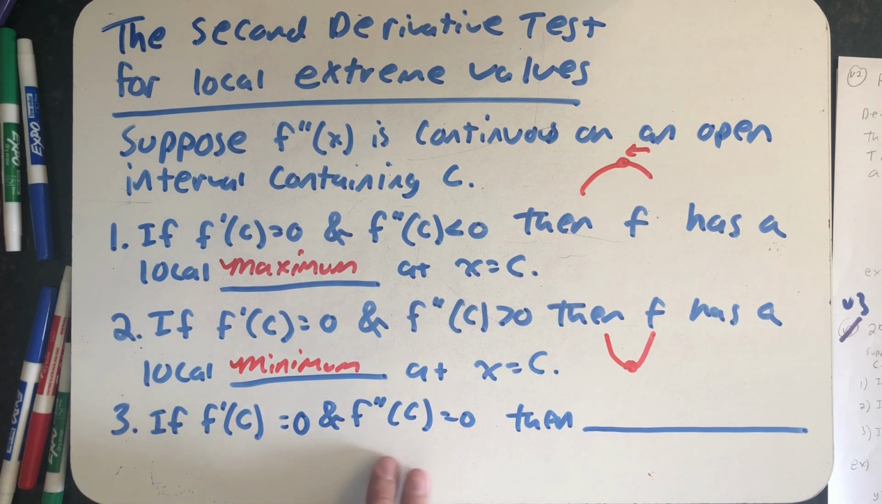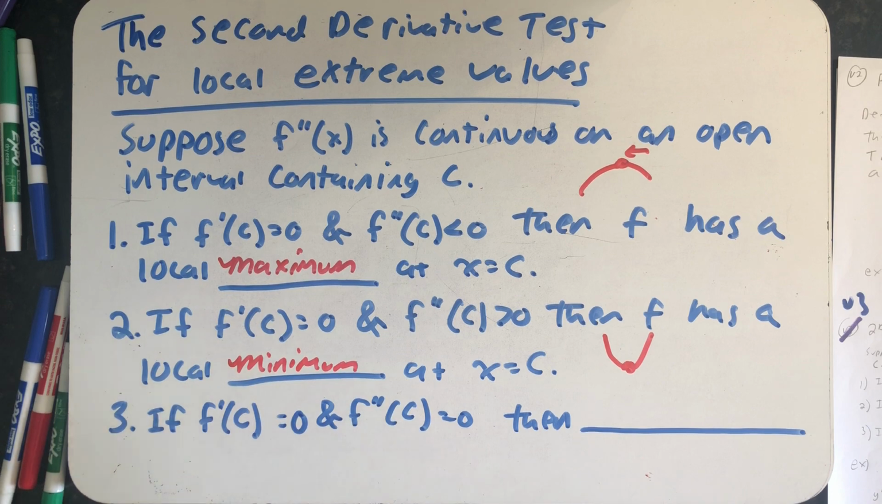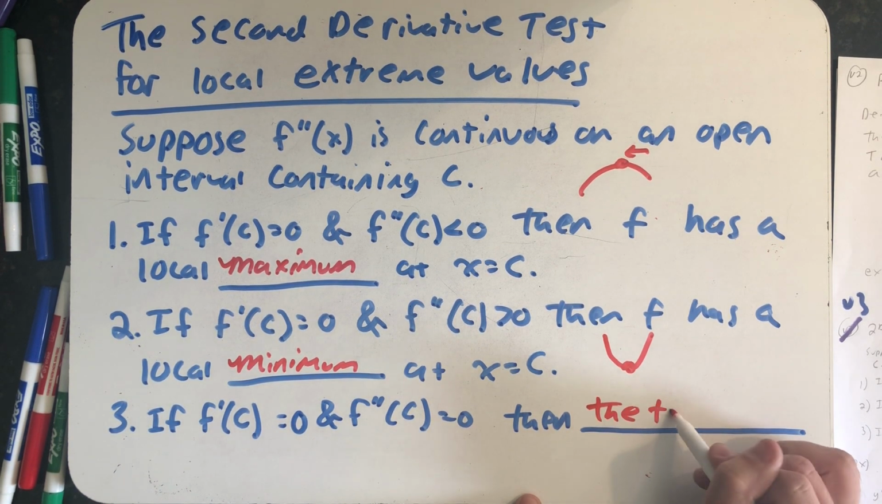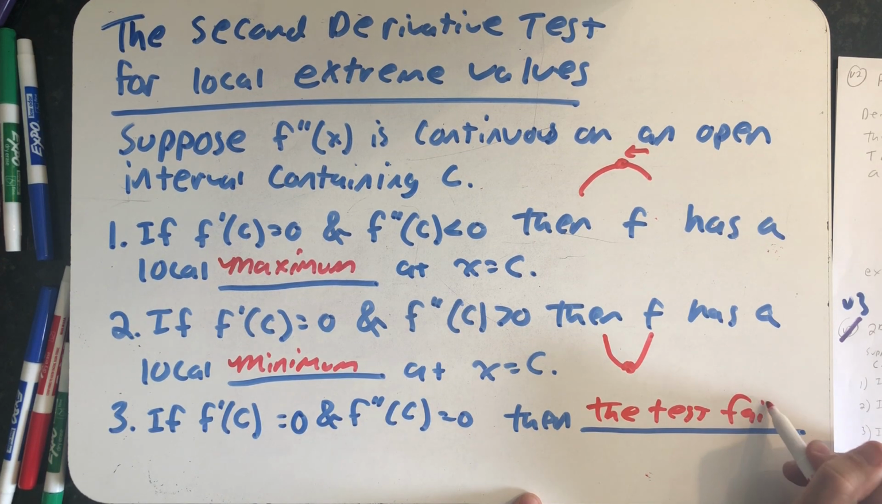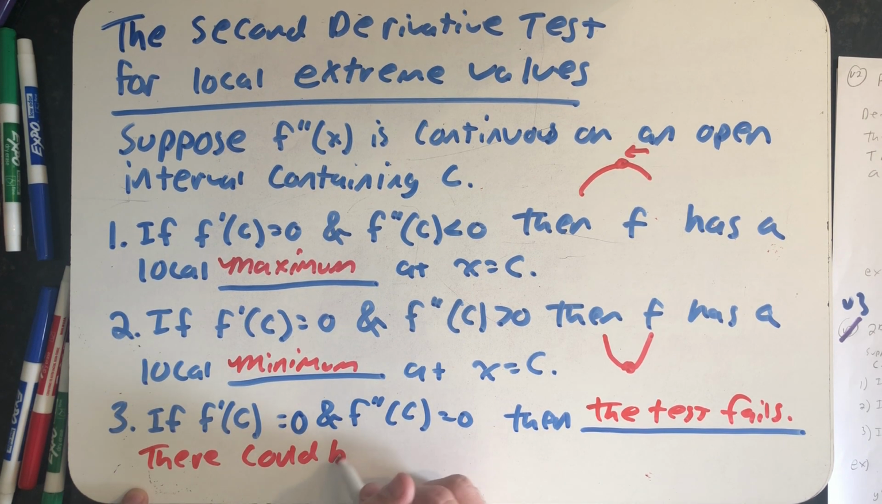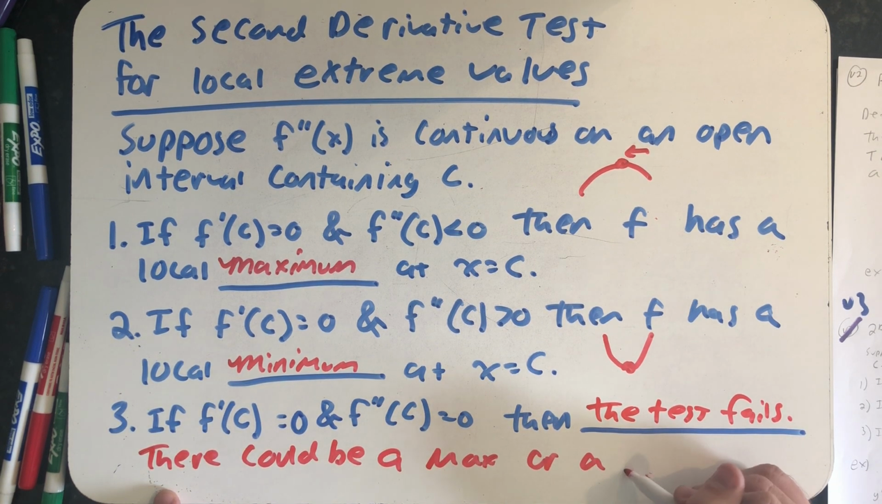All right, and here I have a statement that both things are equal to 0, the first derivative and the second derivative, and the big statement here is that the test fails. And what that really means is there may be a max, there may be a min, and we don't know. Which is kind of sad when we don't know.